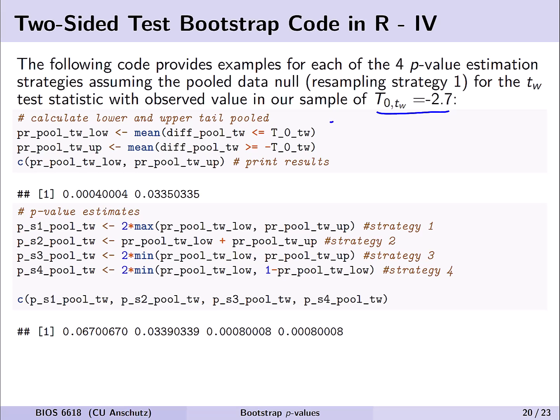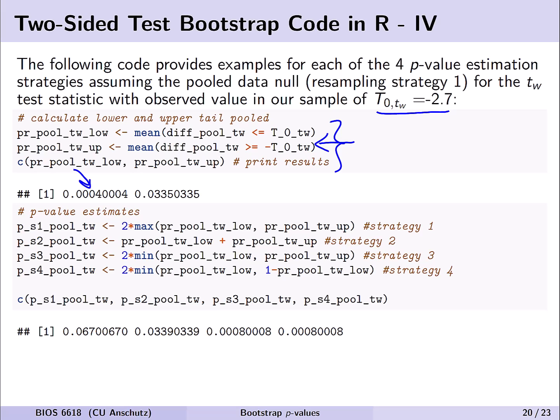So we see here the first thing we're doing in this code is calculating the proportion that are less than or equal to negative 2.7 in that observed tail, and we're also then proposing the counterfactual negative t naught to calculate the proportion in the upper tail as well. We can then see that the proportion of results here suggests that the upper tail proportion actually has a much larger proportion of 0.0335 versus the lower tail having a proportion of 0.0004.